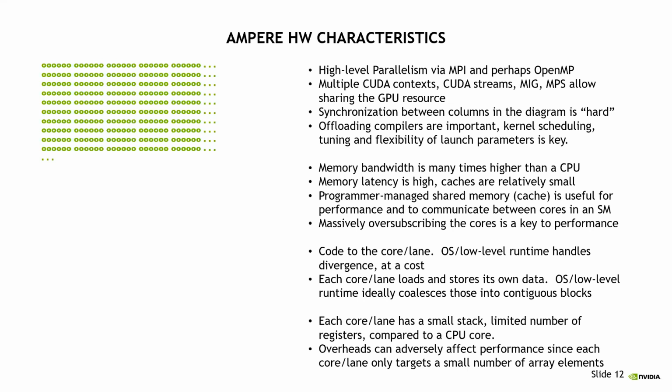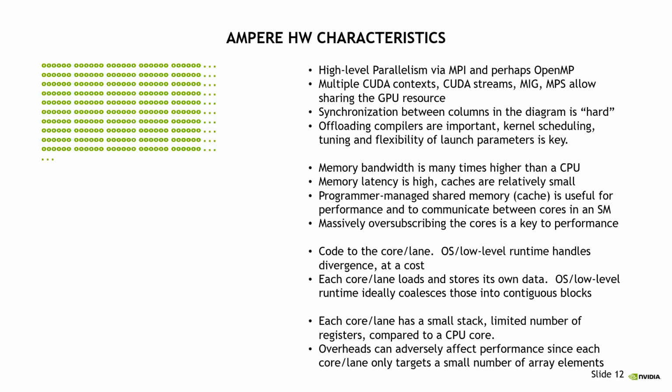Again, memory bandwidth is many times higher than a CPU, but the memory latency for a single thread to access the GPU memory is very high. And the caches on a GPU are relatively small. There is a programmer managed shared memory cache, and we'll show an example of using that. That's useful for performance. That is mainly used from the CUDA level. It is exposed a little bit in OpenACC, and we'll talk about it.